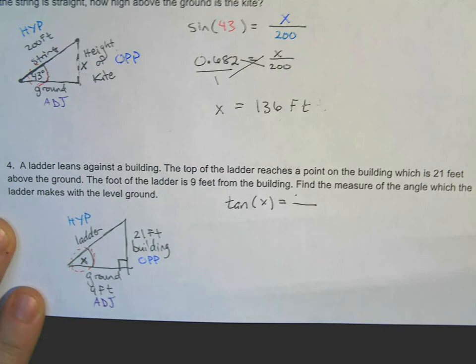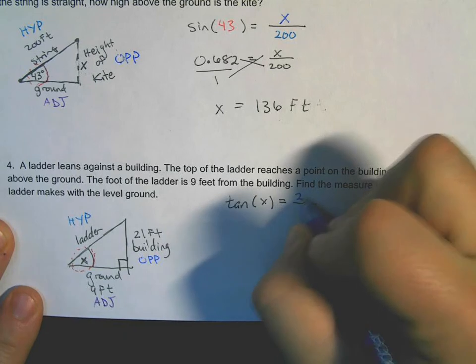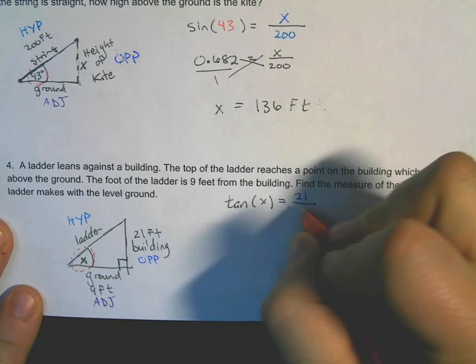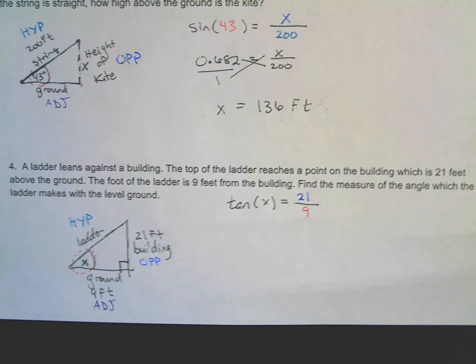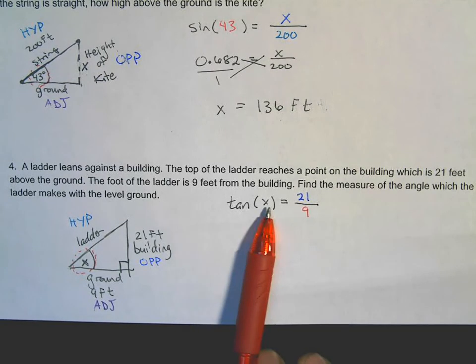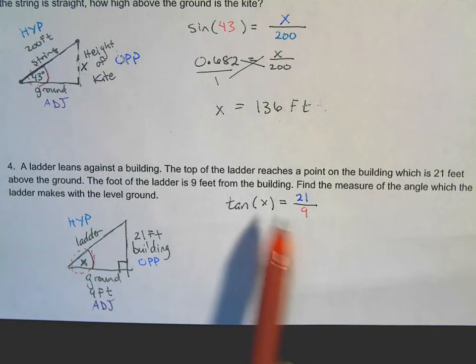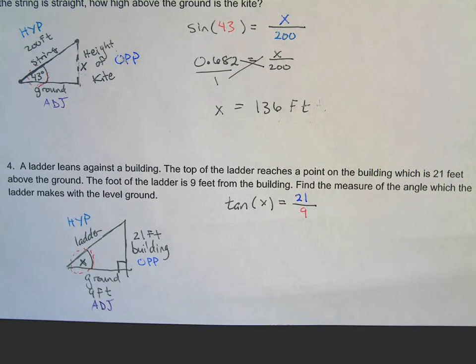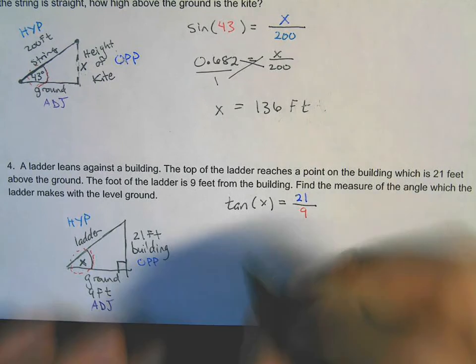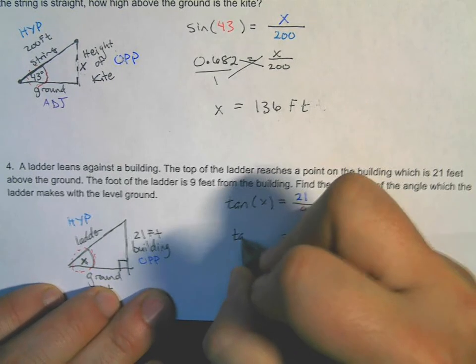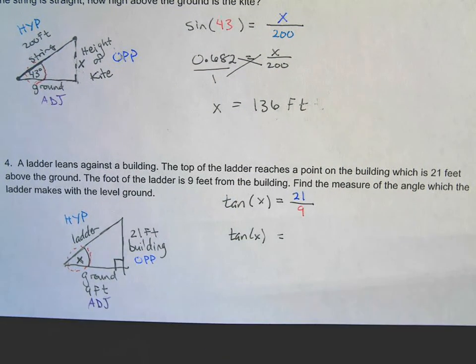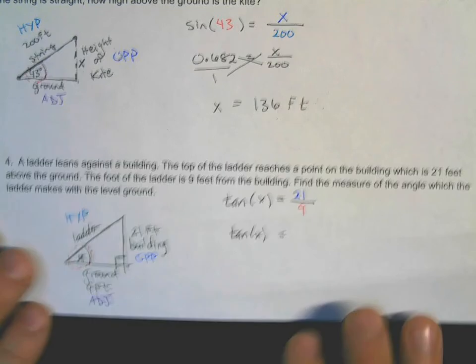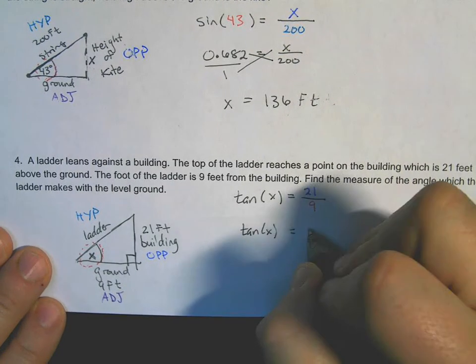So 21 over 9. Okay, so this is an inverse we're going to have to use because x is inside of my trig. So I'm going to have to simplify my fraction and then just apply the inverse. So tangent of x equals 21 divided by 9 is equal to 2.333.